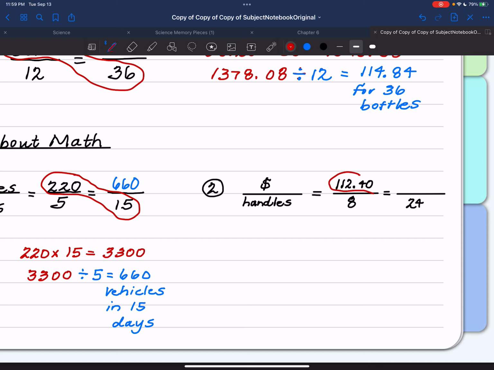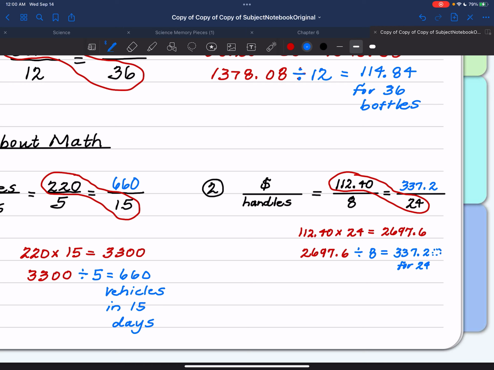So the peanut will go wherever it can. We get 112.40 times 24. It's big, but don't panic, you're not finished yet. That number, just leave it on your calculator screen and hit divide by 8. And that is $337.20. So 337.20 for 24 handles.